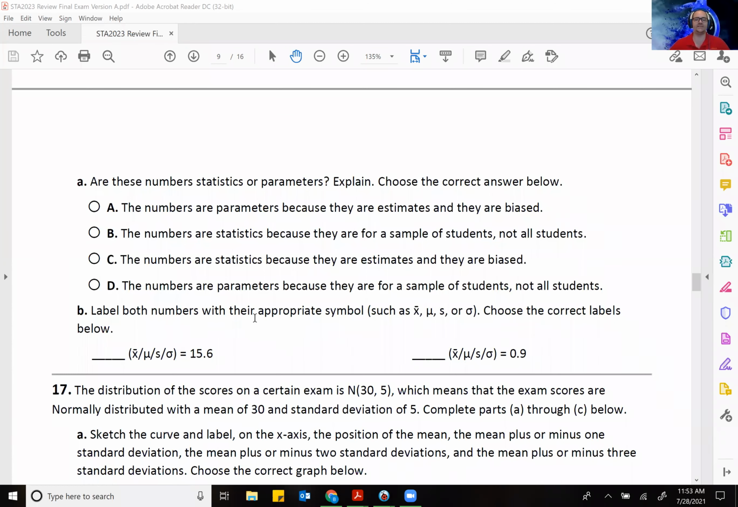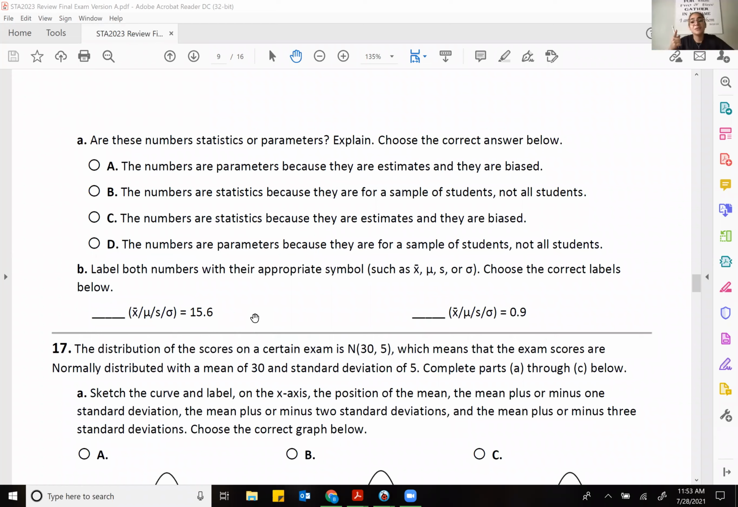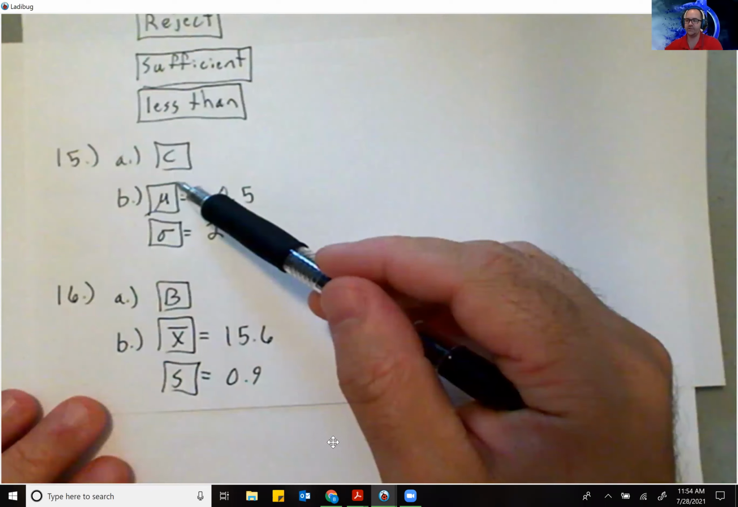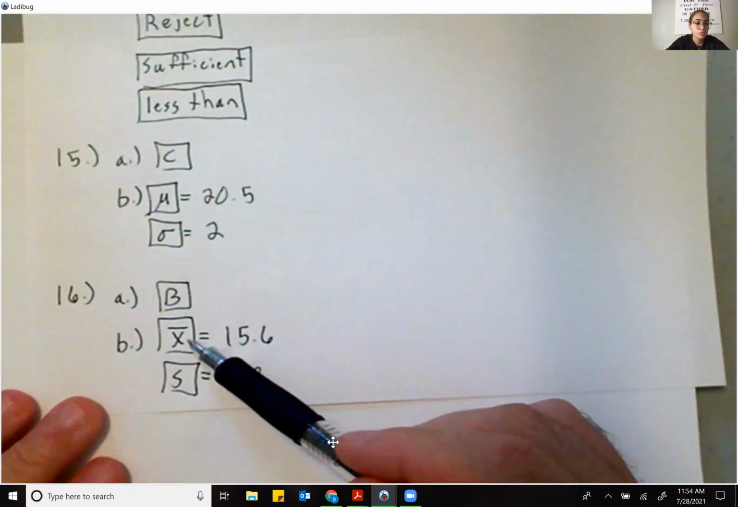Perfect. So let's talk about those labels again. The 15.6, which they said represented the mean, is which symbol? This time it would be X bar. Yes, that's the X bar. And then the standard deviation of 0.9 is which symbol? S. Yes, because this is a sample. Jumping back, this was all about a population, hence the Greek letters. This was all about a sample, hence the English letters.